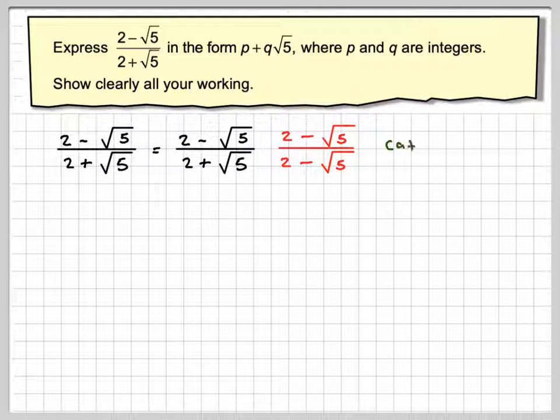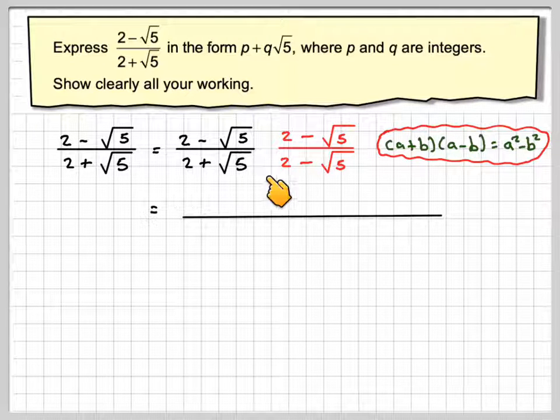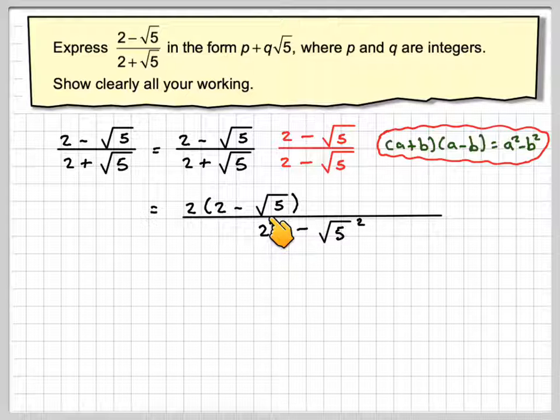Right, multiplying out, but remember the reason for doing this is that a plus b times a minus b is a squared minus b squared. So dealing with the denominator, a is 2, that's going to become 2 squared, and b is going to be root 5, so that's going to become minus root 5 squared, applying that. And then we need to do 2 times 2 minus root 5 minus root 5 times 2 minus root 5.